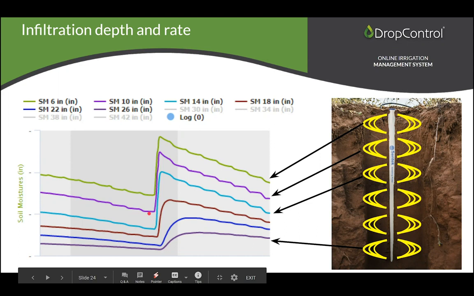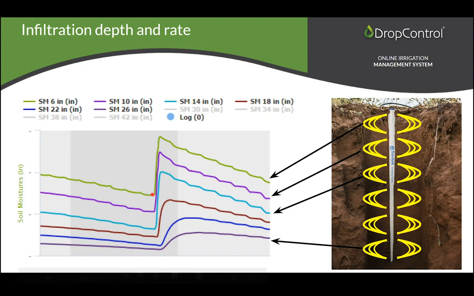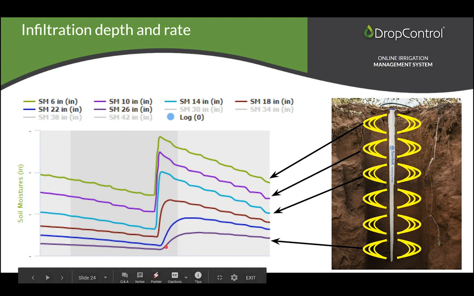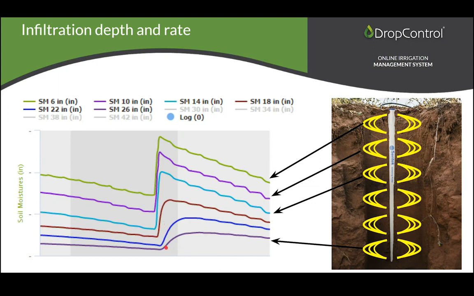And I can see how fast the water got there. So I can see how long it took between when I started my water and when it hit that 6-inch sensor, and how long it took to go from the 6-inch sensor to the 26-inch sensor. So I can see clearly how many hours it takes from the minute I start my irrigation system till I get water down to my bottom depth. So I can see the infiltration depth, or how deep the water is getting, and my infiltration rate, how fast the water is getting there.